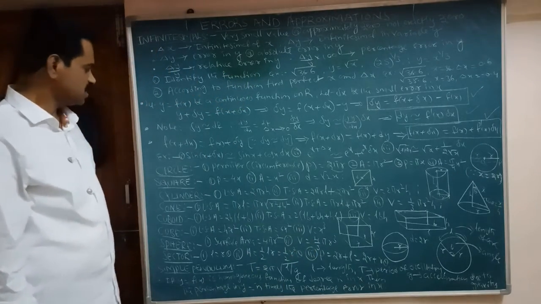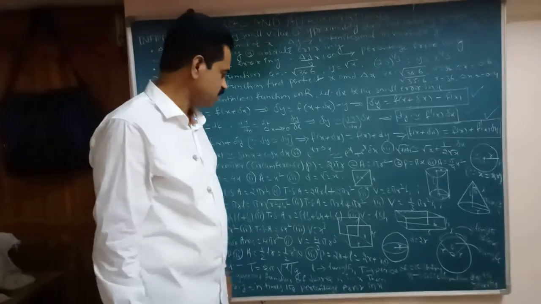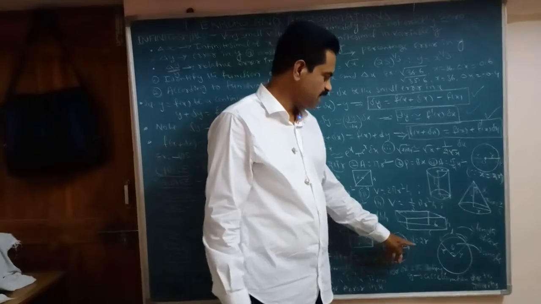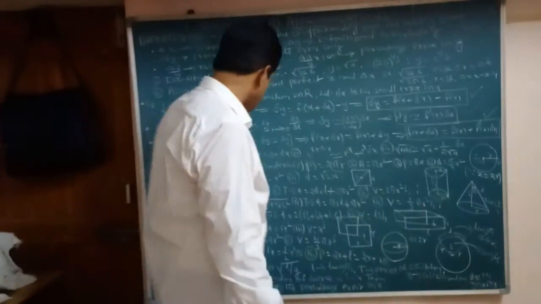Next is sphere. Surface area of a sphere is 4 pi r square. Its volume is 4 by 3 pi r cube. Here r is the radius. Diameter equal to how much? 2 times the radius.